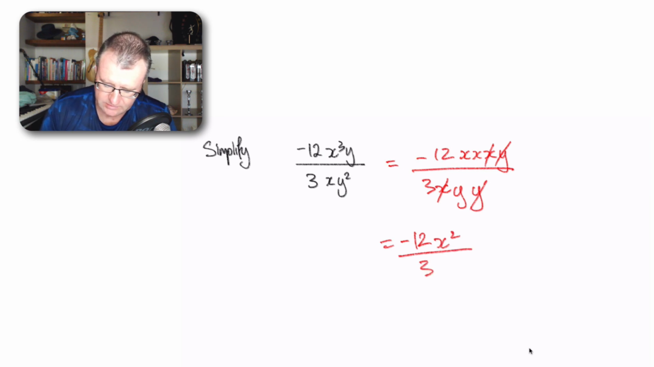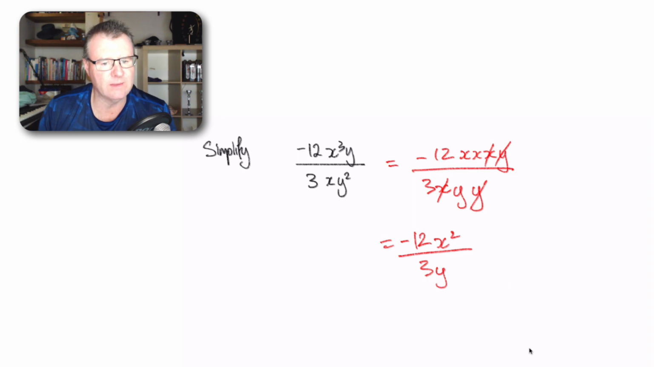And on the bottom, I've just got 3y. So we're part of the way there, but now I need to deal with the numbers. I've dealt with the pronumerals, the letters, but is there a number that fits evenly into both 3 and 12? The highest common factor of those is 3. 3 fits into both of them.